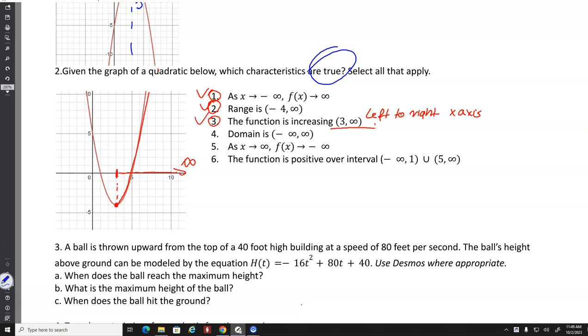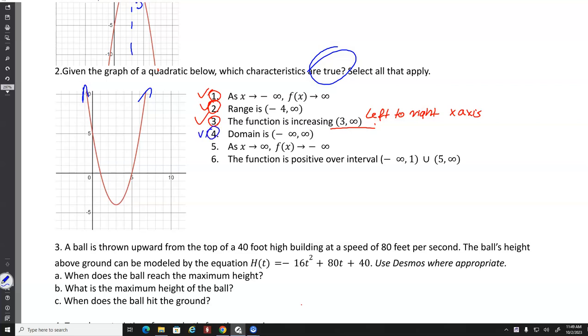Domain is always going to be all real numbers, negative infinity to positive infinity, unless we talk about real-life events. These ends right here keep going and stretching to each side, growing to the positive values this way, and growing to the negative values this way. That's why we don't have an end on the x-axis. So this is also a true statement.